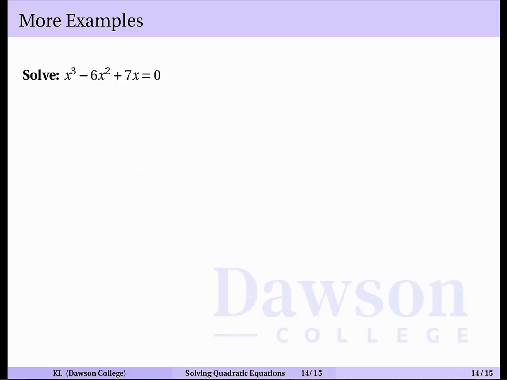Finally, here we got x cubed minus 6x squared plus 7x equals 0. If you look at this left-hand side, you can easily see that x can be factored out. So we can have x times (x squared minus 6x plus 7). This is equal to 0.